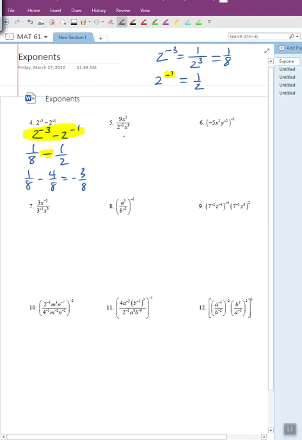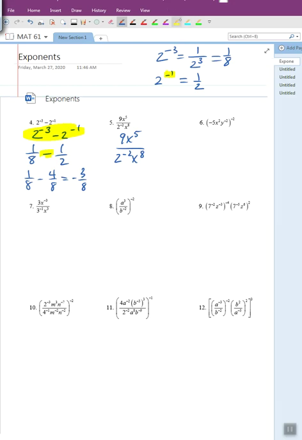Okay, let's do a couple more. Okay, so this next one is what? 9x to the 5th over 2 to the negative 2x to the 8th. And it says simplify this. So let's do the easy part first. Since I'm dividing those two, and those both have the same base, I should just be able to combine those by subtracting exponents, right?